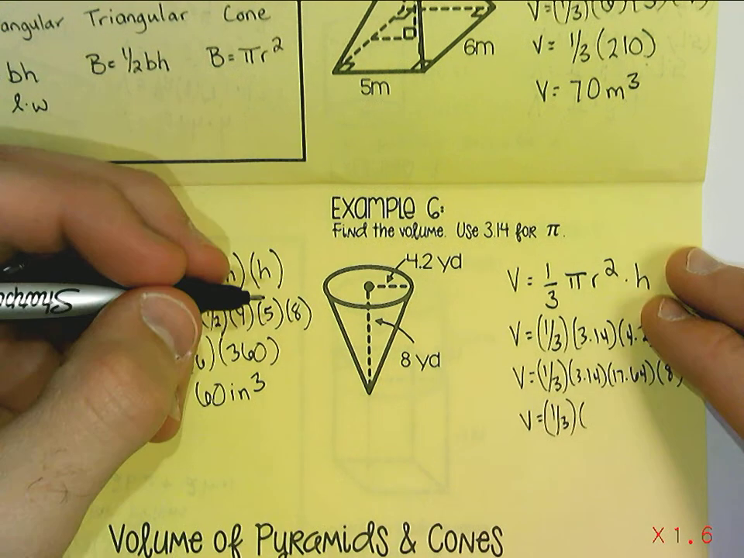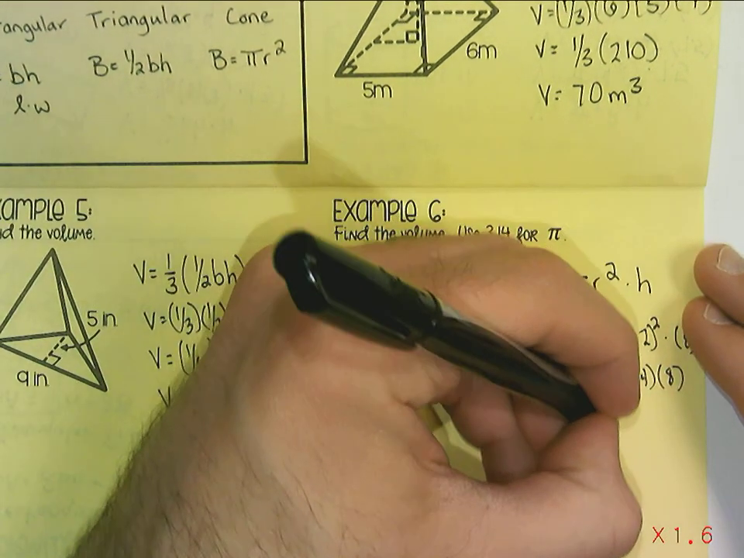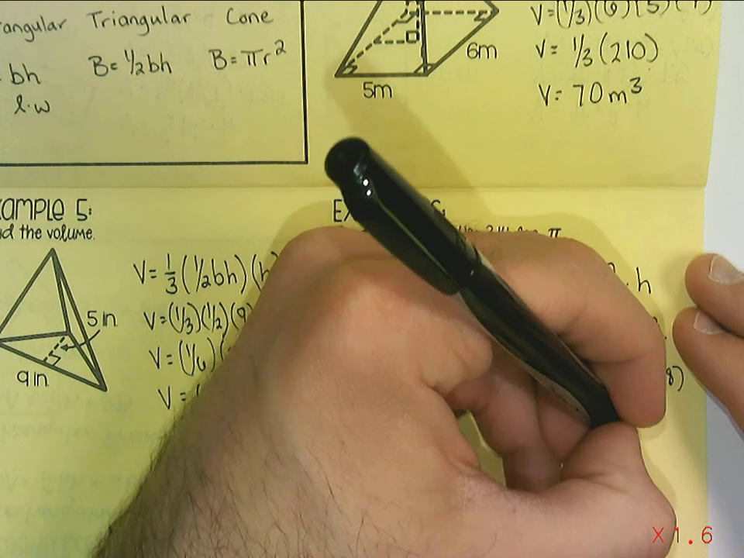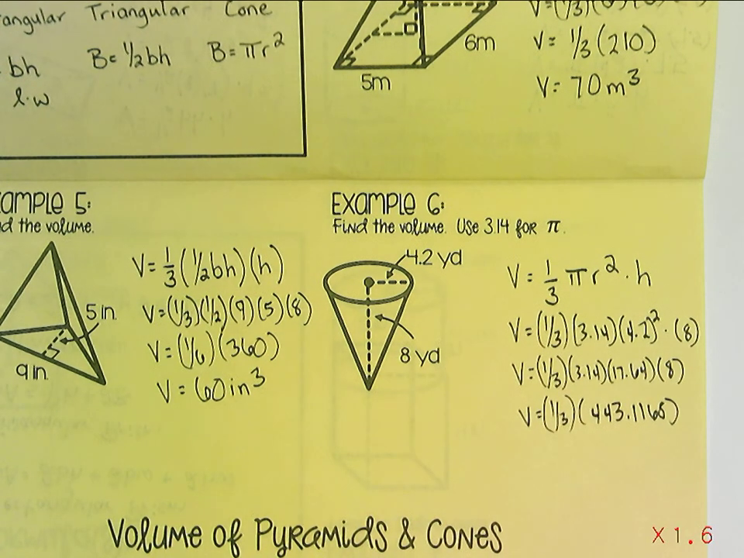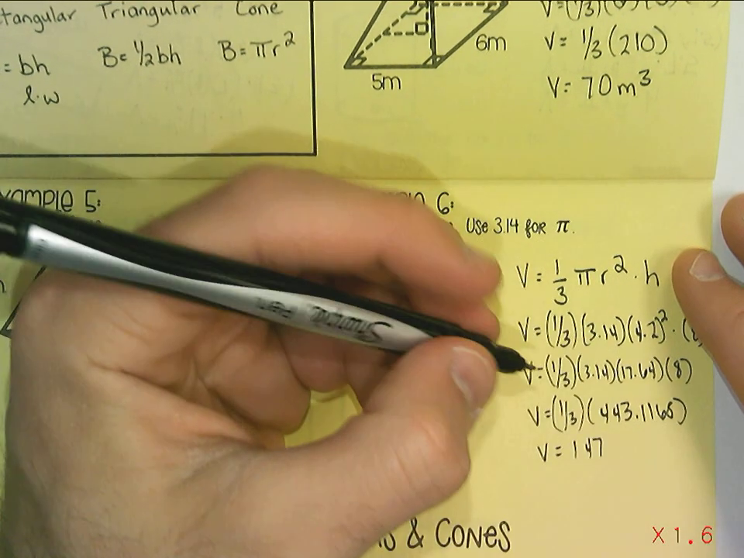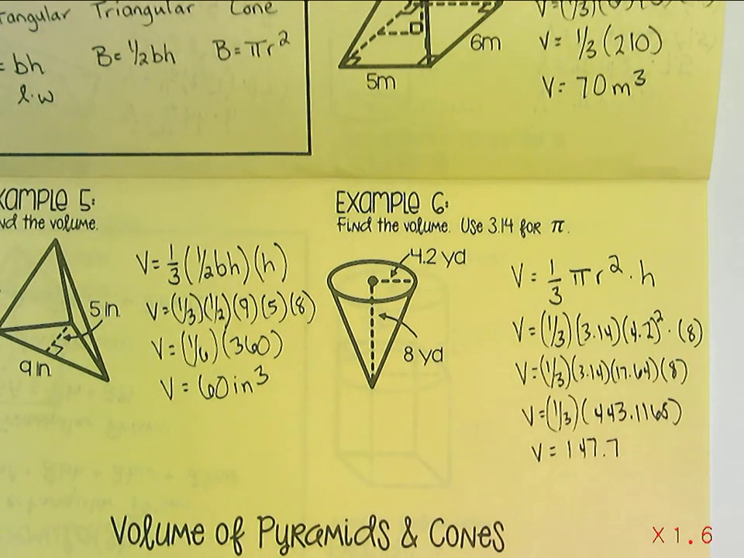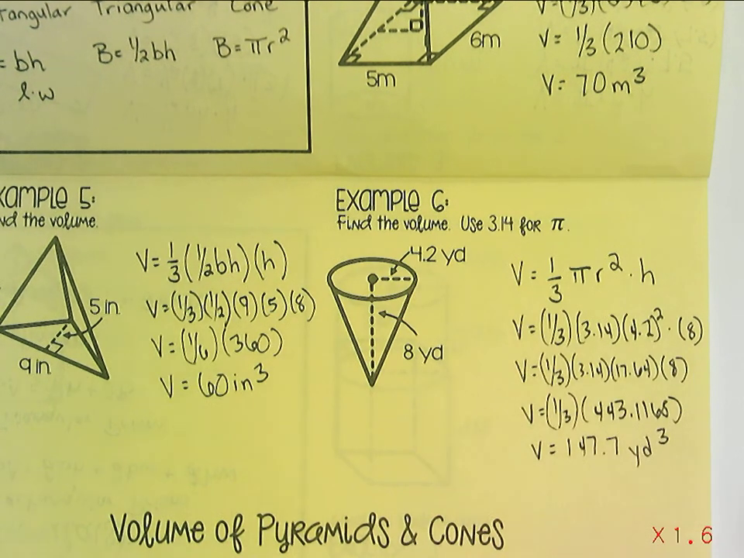So that's 443.1168. We'll round to the nearest tenth at the end here, so that divided by 3 is 147.7. So we'll round to the nearest tenth, like I said, yards cubed.